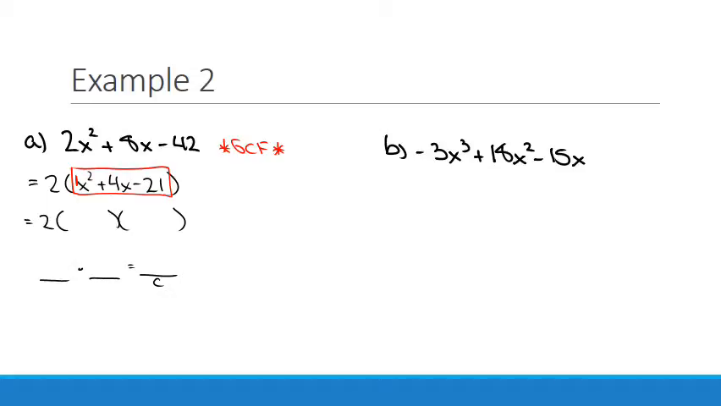Factors of c, which ends up being negative 21, that add to b, and that ends up being 4. So 7 and 3, but it's negative 21, so one of them has to be negative. Negative 3 to get me down to 4 there. 7 plus a negative 3 gets me to 4. So x plus 7, x minus 3. B, again, look for a GCF first, and I can see one.